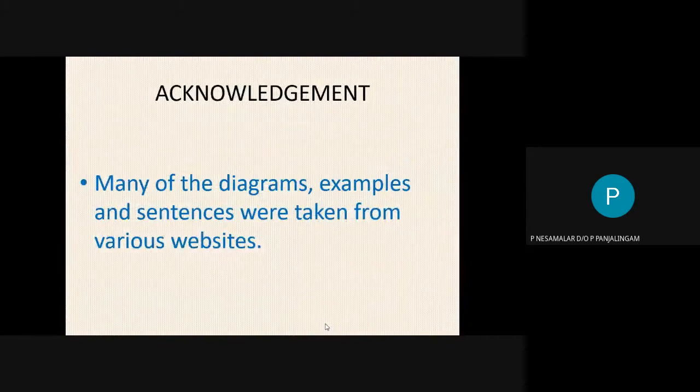Before I continue, I would like to acknowledge that many of the diagrams, examples, and sentences were taken from various websites and various sources and do not belong to me. I have edited or adapted some of the writing for the purpose of this video.